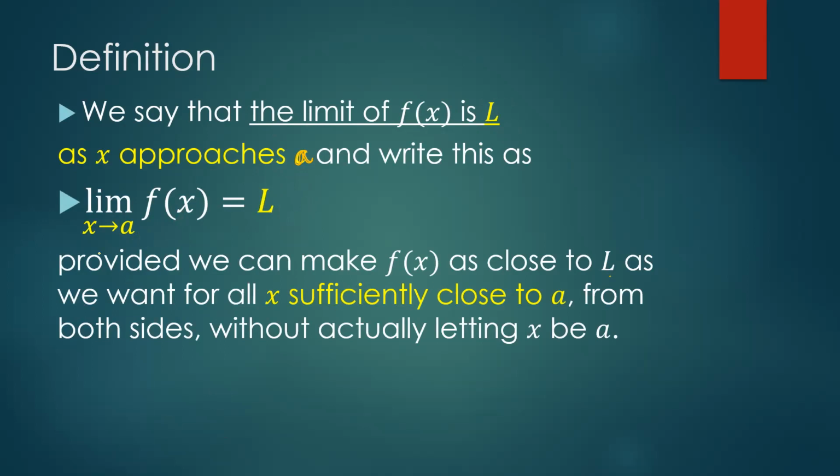sufficiently close to a. We want the distance between these two to be very small, right? They get very, very close, while the distance of these two also becomes very, very small. So f of x should get very, very close to L. So it should be like 0.000001. That small. Actually, even smaller, with even more zeros. So from both sides, without actually letting x be a.